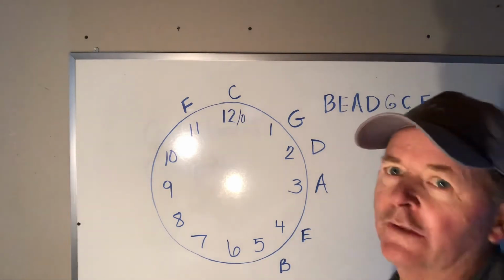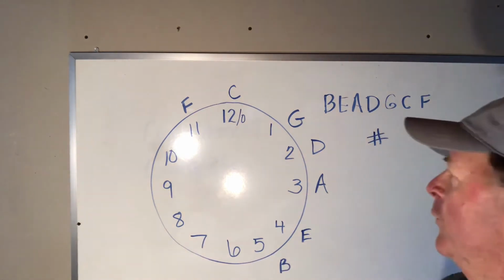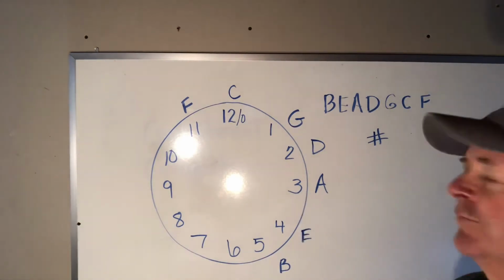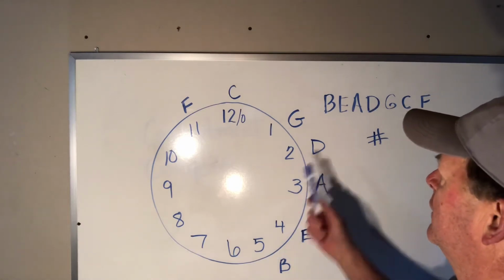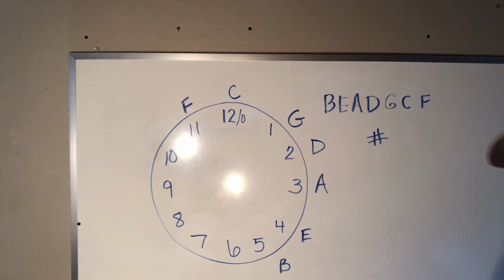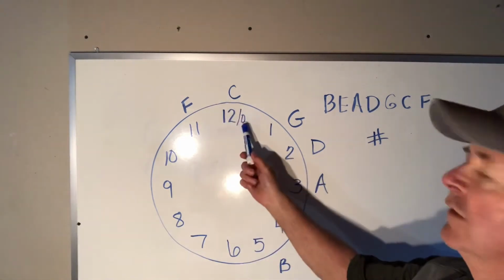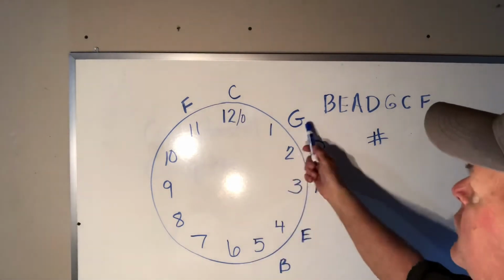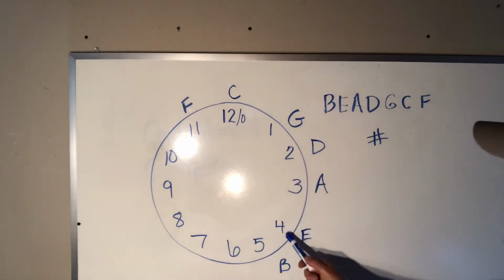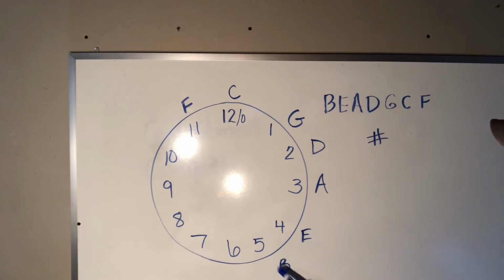So a quick little quiz. The key of A would have how many sharps? 3 sharps. And the key of D would have how many sharps? 2 sharps. The key of C would have 0 sharps. The key of G would have 1 sharp. The key of E would have 4 sharps. And the key of B would have 5 sharps.